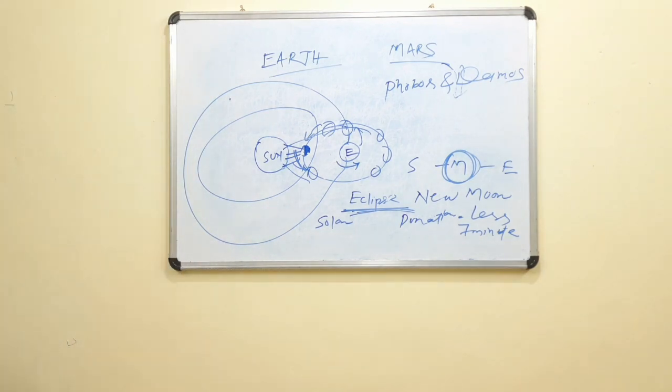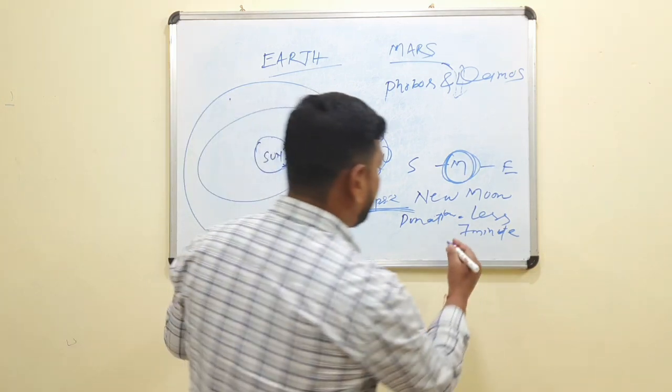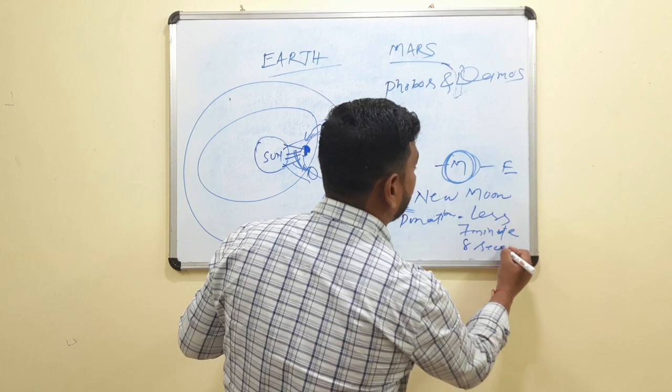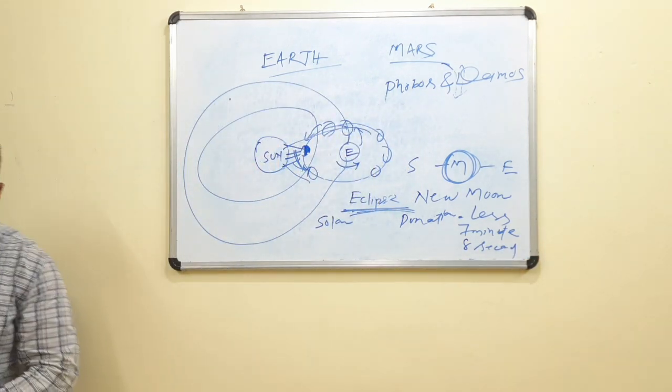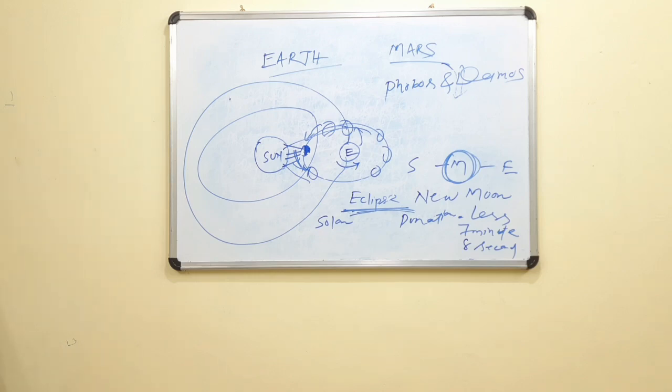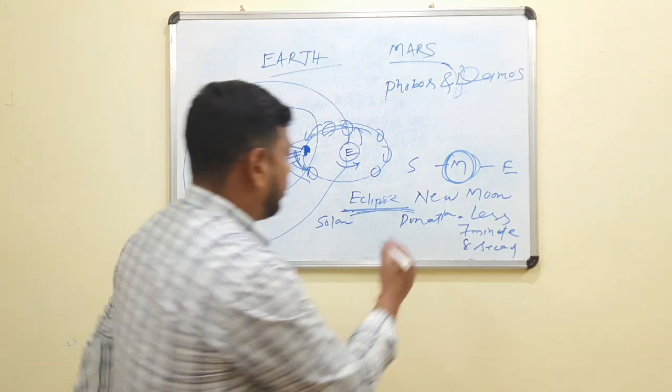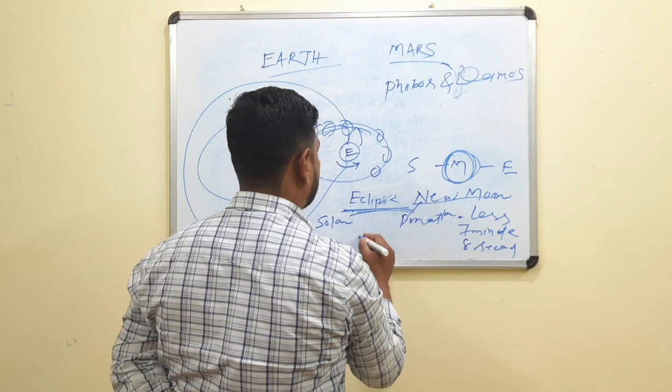That is the reason it is called as new moon. This thing everybody must know, guys. And exact how much time it takes: 7 minutes 8 seconds. That is solar eclipse.